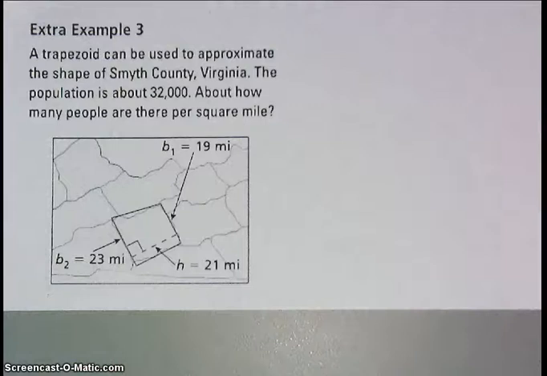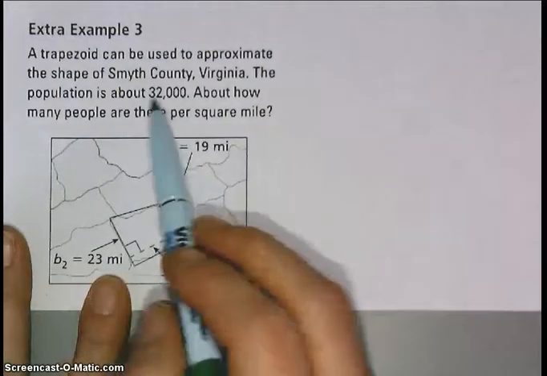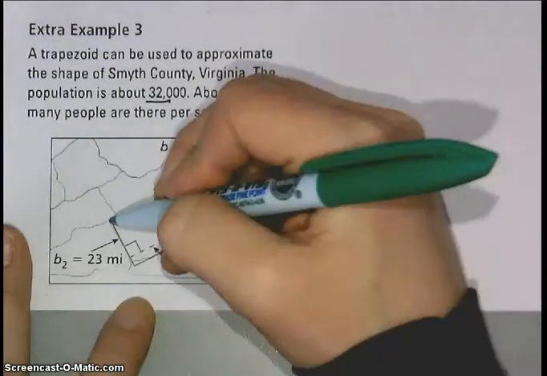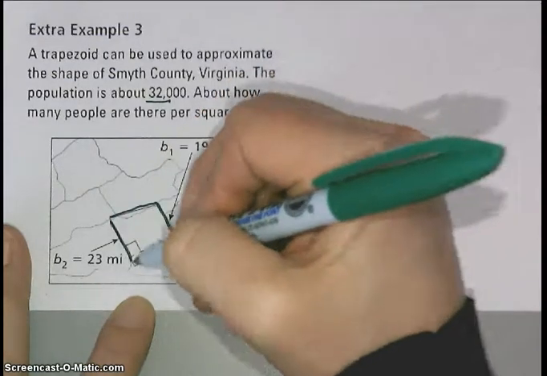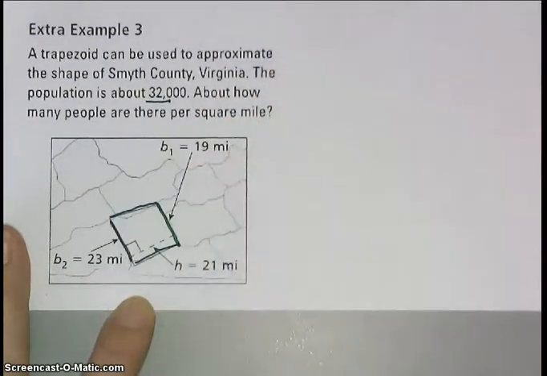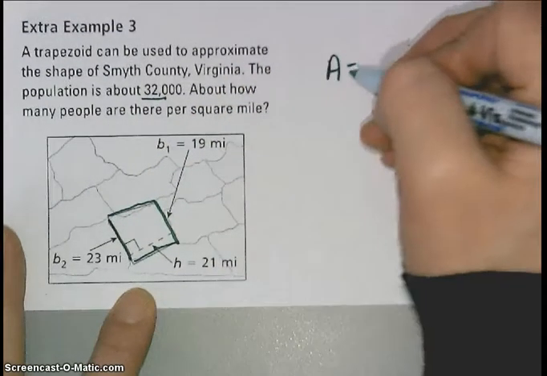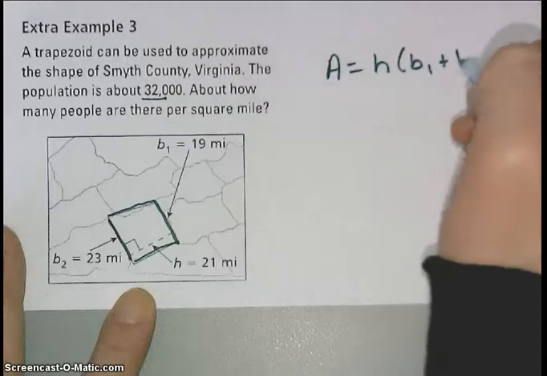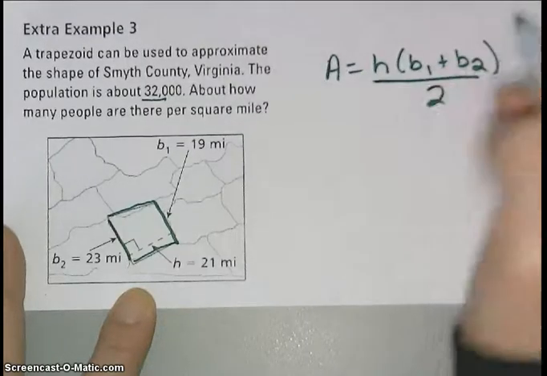Okay, I'm going to do one more of these because I think these are a little bit trickier, just that last step. So once again, we have a trapezoid. They've highlighted that area out for us. Base, heights. Okay, let's use our formula. Area equals the height, B1 plus B2, all over 2.